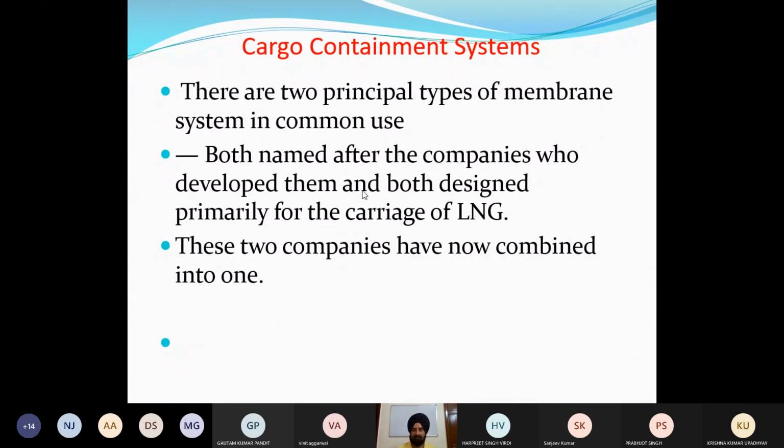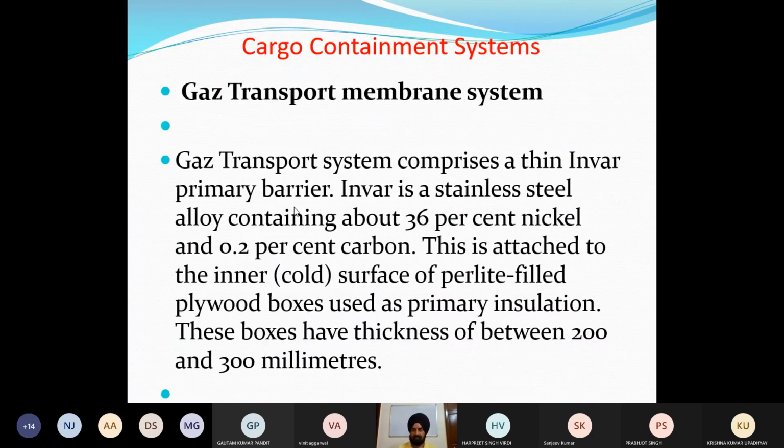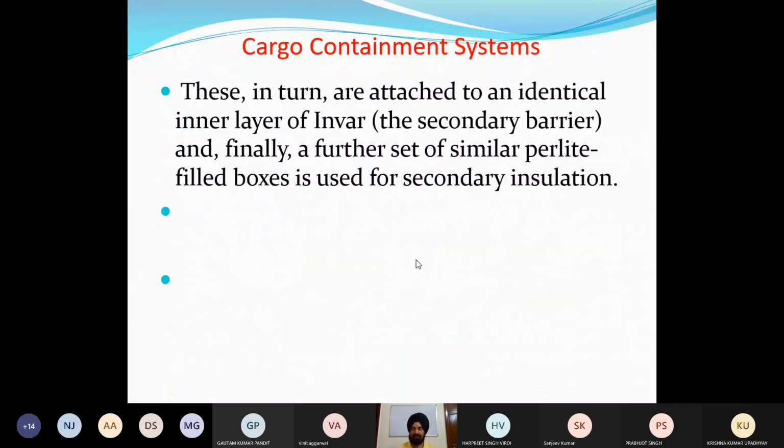So again there are basically 2 types of membrane tanks. They were named after the companies who are making them. Now both these companies are basically one, Gas Transport membrane system and Technigaz. This is again a very thin inward primary barrier, a stainless steel alloy containing 36% nickel, again special metals because they are designed for very low temperatures, attached to the surface of insulation. So there is a thick insulation because we are carrying low temperatures, no heat should pass inside, it should not warm up the cargo.